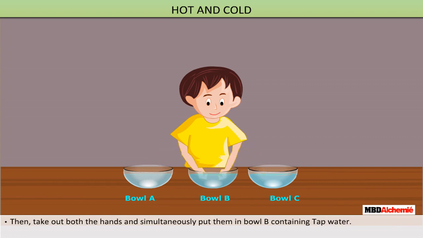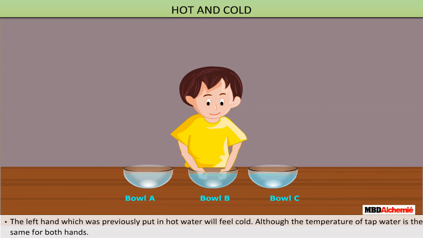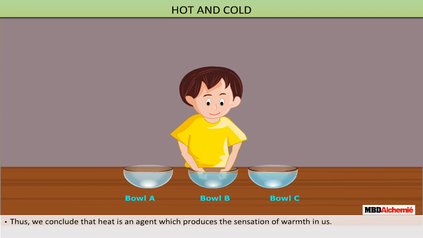Then take out both hands and simultaneously put them in bowl B containing tap water. Your right hand, which was previously put in cold water, will feel hot. The left hand, which was previously put in hot water, will feel cold, although the temperature of tap water is the same for both hands. Thus, we conclude that heat is an agent which produces the sensation of warmth in us.